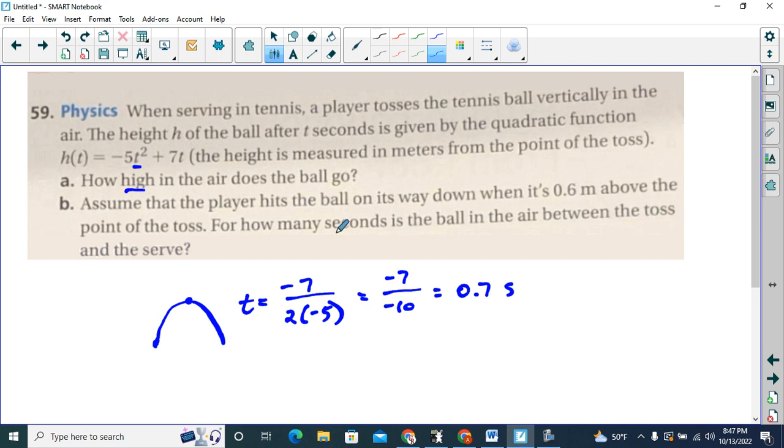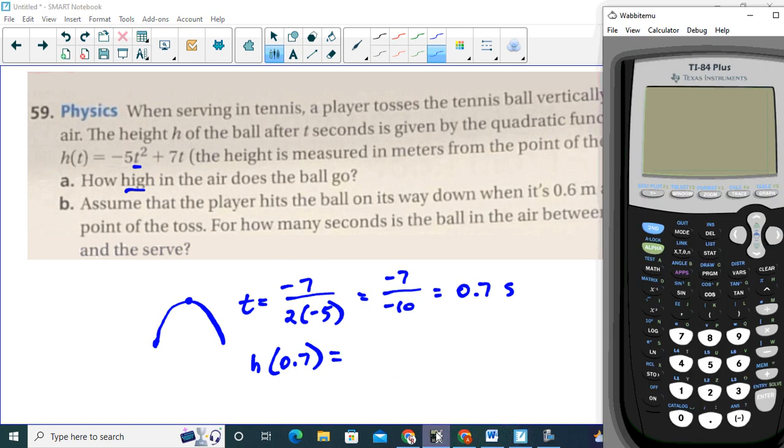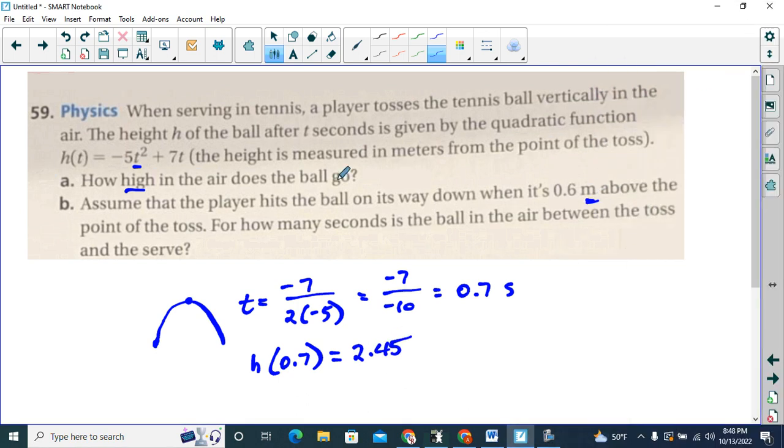It's asking for a height. So plug 0.7 back in for time, the height at time 0.7, and we can use our calculator to evaluate that. And I forgot my x. I get 2.45, and looks like our units of height are meters. There it is.